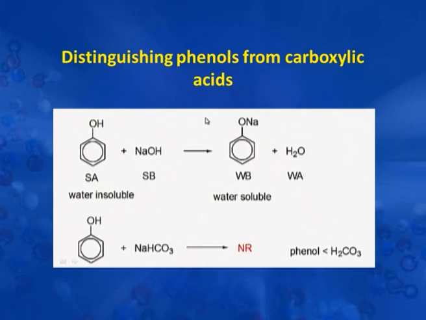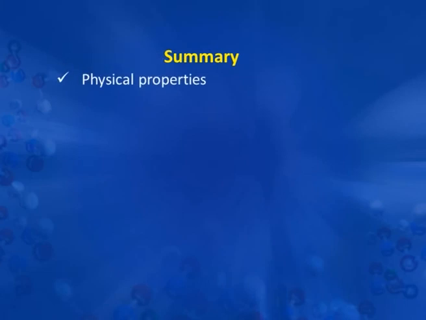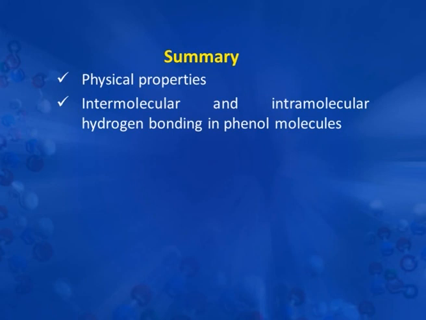And that is why simply reacting with sodium bicarbonate can decide whether the molecule is a phenol or a carboxylic acid. Well, to summarize, today we have discussed different physical properties of phenol. We have discussed the intermolecular and intramolecular hydrogen bonding shown by phenol. Because of intermolecular hydrogen bonding, phenol molecules have higher boiling point, higher melting point and higher solubility in water. Then because of intramolecular hydrogen bonding, orthonitrophenol shows steam volatility, whereas paranitrophenol does not show this character because there is no possibility of intramolecular hydrogen bonding.